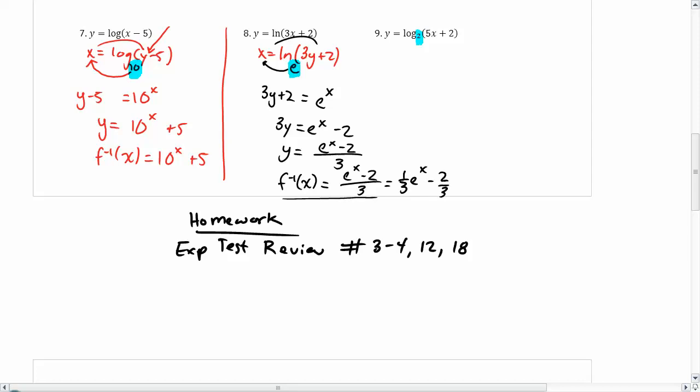Okay, last one, number 9. This is the last log inverse we'll do. Later we'll look at some exponential inverses. But first, switch x and y. So x equals log base 2 of 5y plus 2. Okay, exponentiate: 2 to the x equals 5y plus 2. So 5y plus 2 equals 2 to the x.